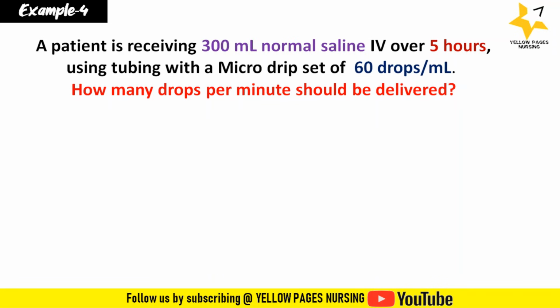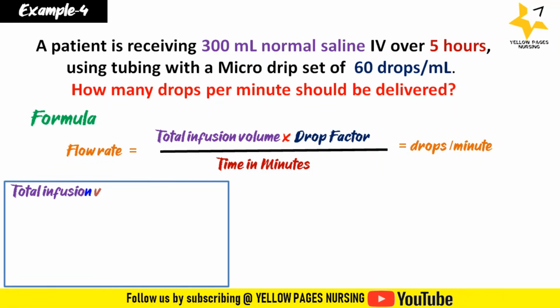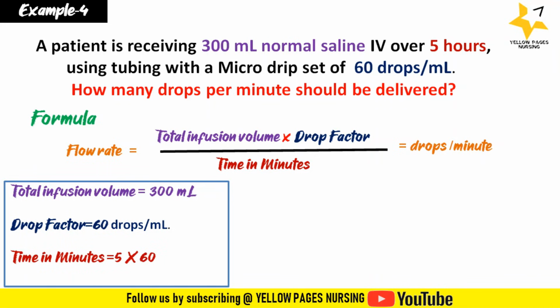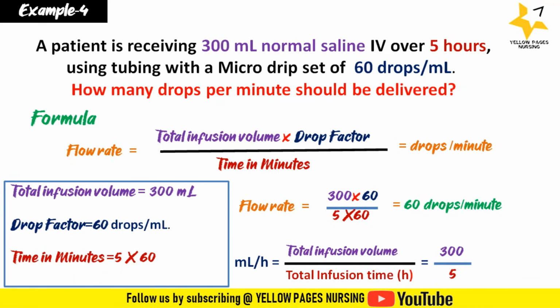The formula will be flow rate is equal to total infusion volume multiplied by drop factor divided by time in minutes, which gives drops per minute. Here, the total infusion volume is 300 ml. Drop factor is 60 drops per ml, and time in minutes will be 5 multiplied by 60. Applying all in the formula, we get flow rate is equal to 300 multiplied by 60 divided by 5 multiplied by 60, which gives 60 drops per minute. In order to calculate ml per hour, the formula is total infusion volume divided by total infusion time in hours, that is 300 divided by 5, which gives 60 ml per hour.